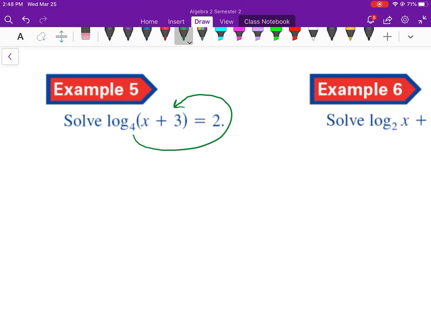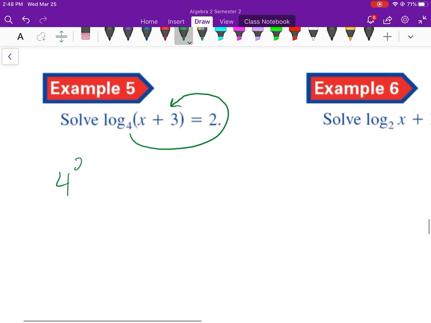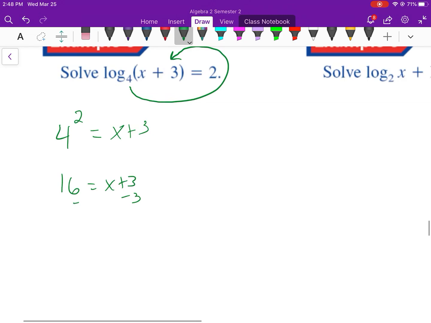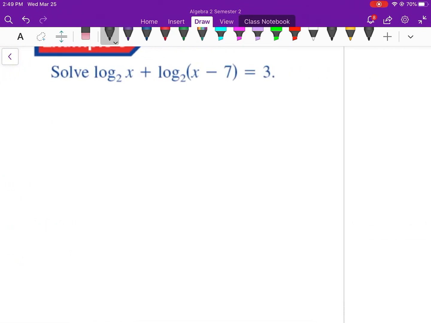Or what it's really called, exponentiating. You're taking 4 to the power of each side. That gets rid of the log base 4, and it ends up being the same, just rewriting. So we rewrite, we get 4 squared is equal to x plus 3, or 16 is equal to x plus 3. Subtract that 3 over, we get 13 is equal to x. Now, do a quick mental check, plug it in. That's saying log base 4 of 13 plus 3, or log base 4 of 16, which, yes, is 2, meaning we are good. Moving on to the next one.